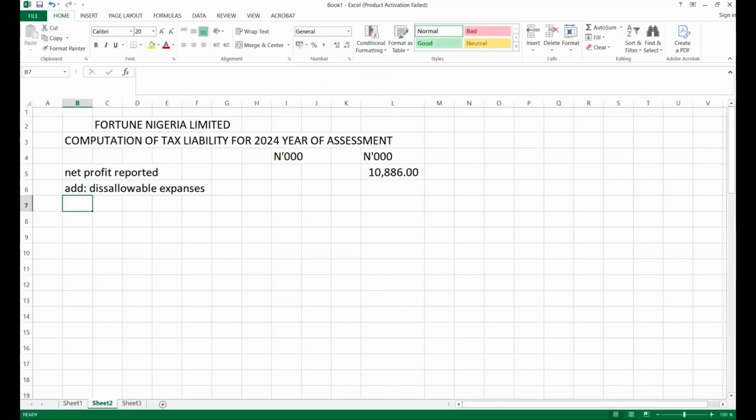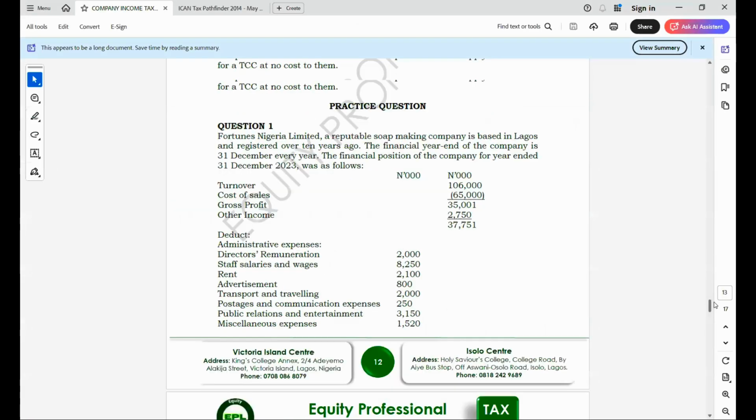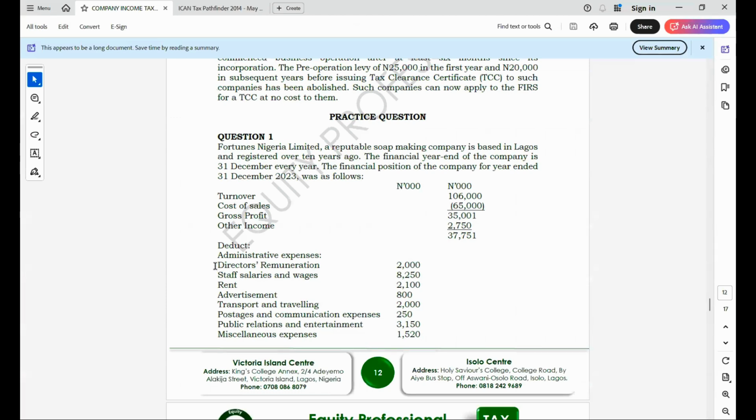So we now look at the question again to look at the expenses one after the other. I always advise students that first of all, look at the expenses one after the other in the accounts given to you. We have director remuneration. If you have information on this, you look at the information one after the other, so that you don't omit any of those items. This is the allowable staff salary, allowable rent. We have information on it, but rent is allowable. Advertisement allowable, transport allowable, public relation, miscellaneous. So all these are allowable.